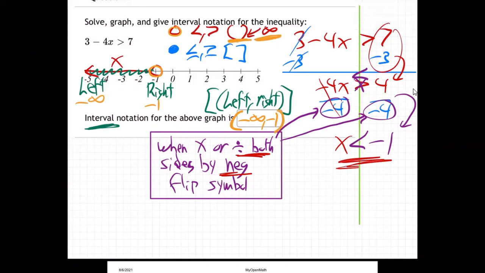You could have a bracket on one side. If this had been a solid dot here, because this had been equal, then I would have done a bracket on that side, even though the negative infinity side would always still have a parenthesis. You can have parentheses on one side, bracket on the other. So there we go. Left edge, right edge, from negative infinity to -1.